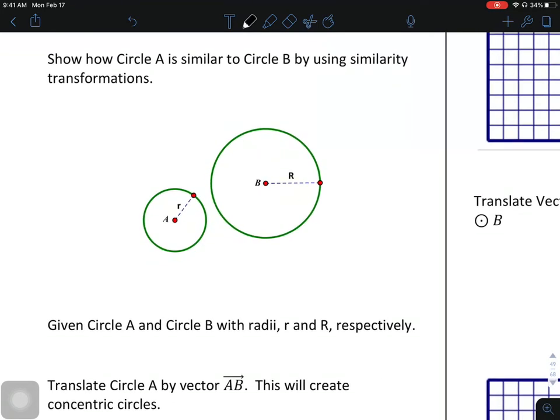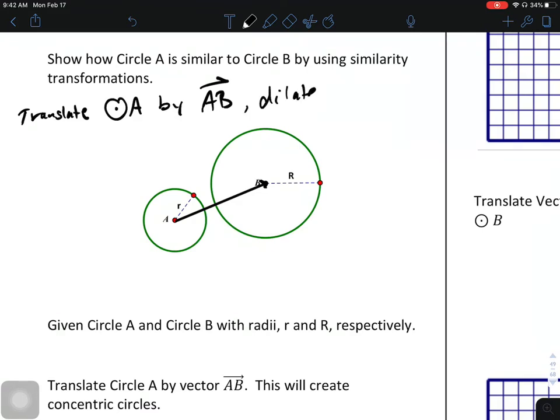Well, we are first going to translate. We're just going to do formally what we just discussed in the previous one. Translate circle A by vector AB. Here's vector AB. That just moves A right on top of B.